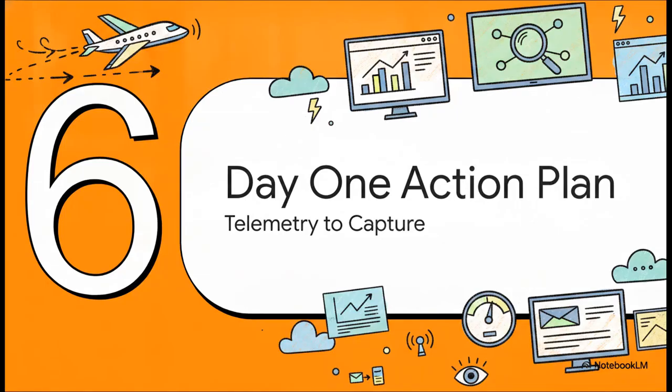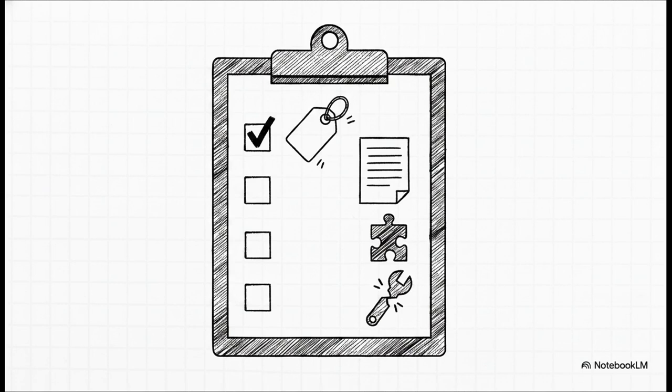Finally, Section 6, your Day 1 action plan. Let's land the plane with a concrete checklist of what you absolutely must implement before your agent ever sees the light of day. If you're spinning up an agent from scratch today, jot this checklist down.